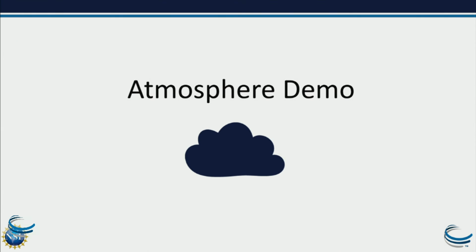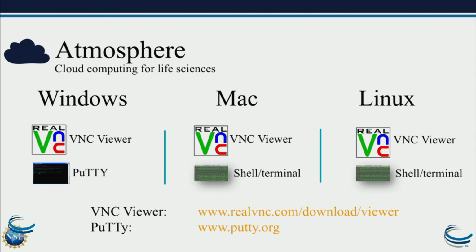So I'm just going to give you a quick demo, which is really going to concentrate on how do you launch and connect to an instance. There are various ways to do this. If your instance has a desktop, many of them do, you can use VNC Viewer. All of them you can access through the terminal. On Windows, you might need something like PuTTY, which is a free tool. On Mac and Linux, you already can just use the shell that's provided with your operating system.